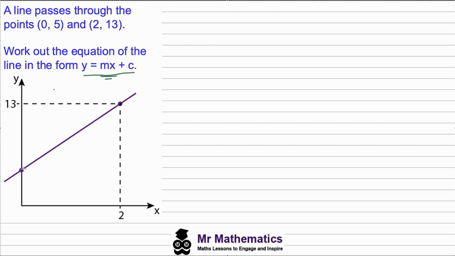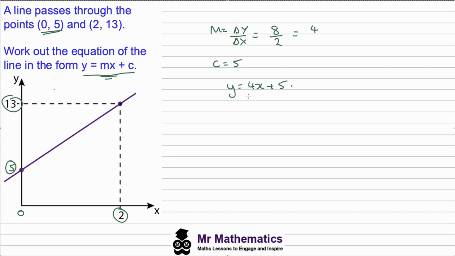Okay, so we know this point is the intercept, and we're told this is 0, 5. So we'll have 5 and 0. So our gradient will be the change in y divided by the change in x. The change in y now is between the 13 and the 5. So this will be 8 divided by the change in x, which is from the 2 to the 0. So this will be 2. So we'll have a gradient of 4. And then the intercept is where the line passes through the y-axis, which we're told is at 5. So the equation is y equals 4x plus 5.